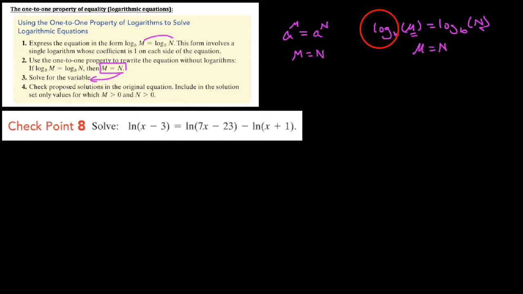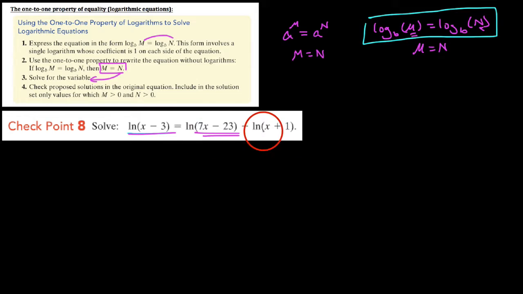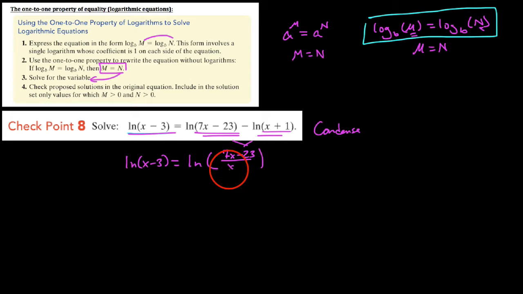Now the one-to-one property only works if we have two logs that are equal to one another, exactly equal at the same bases. What I notice here is that I have the ln of x minus 3 on the left side of this equation, but two logs on the right side. So our first effort is going to have to be condensing these expressions. Using my properties of logarithms, when you subtract two logarithms, we can write that as a single logarithm of the quotient of these two arguments. So we'd have 7x minus 23 all over x plus 1.